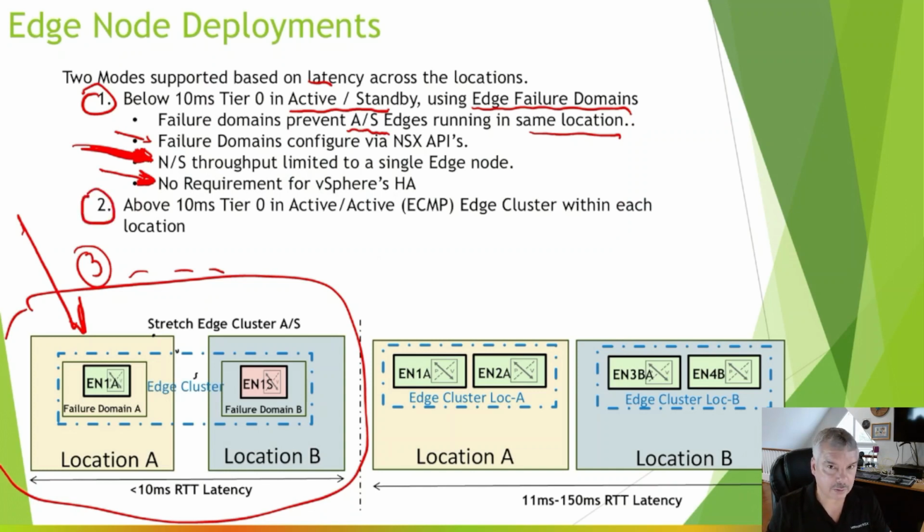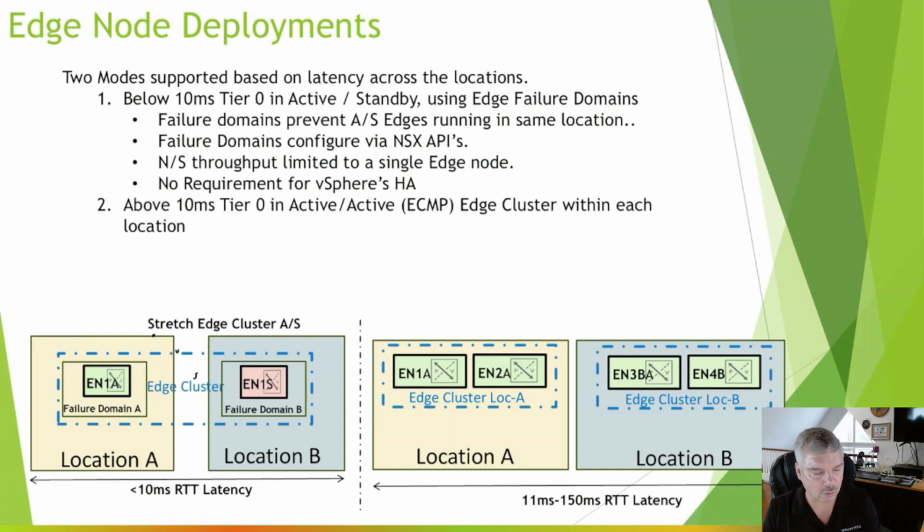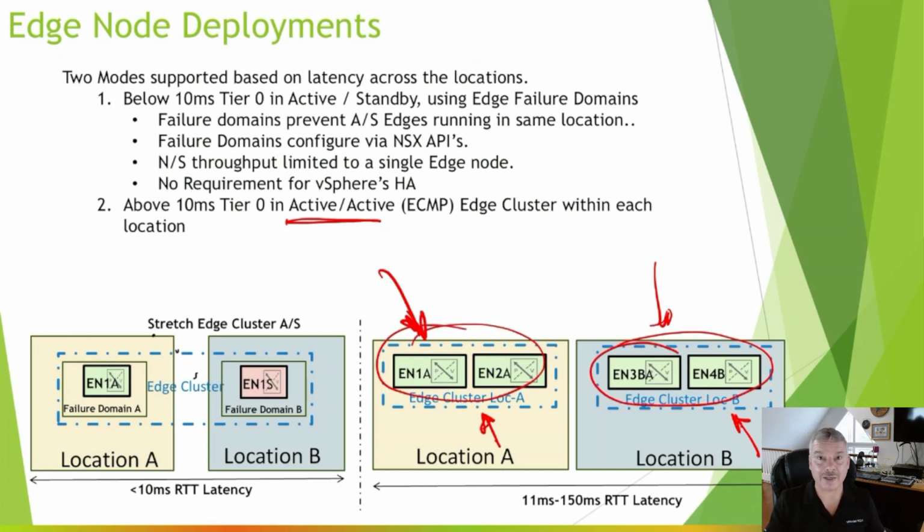Above 10 milliseconds between sites, your tier zeros can be active-active with equal cost multipathing with an edge cluster at each location. So you might look at this and go, what? Above 10 milliseconds, we can do active-active. The reason why is you're doing an edge cluster in each location. So notice location A has a cluster A here, and location B has an edge cluster B. And I'm just doing two edges in here, but remember you can have up to 8 edges inside an NSX edge cluster. In this example, I got an active edge here and a standby edge over here. Okay? I did say there's a third option, but we'll save that for last.